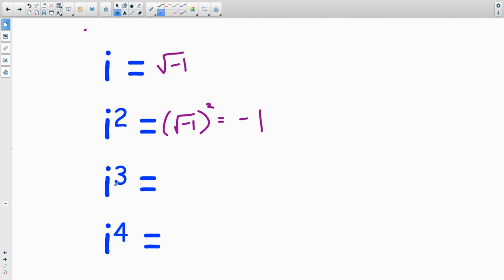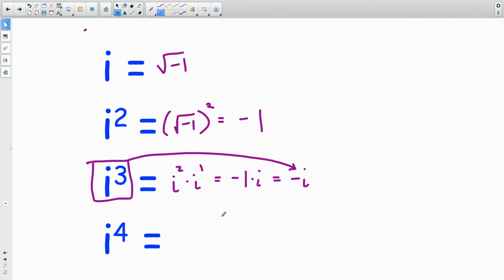So what does that make i cubed? i cubed is i squared times i. If we decompose this, let's think about that for a second. When you multiply powers that have the same base, you add their exponents. So i squared times i is really i squared times i to the first. And i squared is -1 times i, which is equal to -i. So in other words, i to the third power is equal to -i.